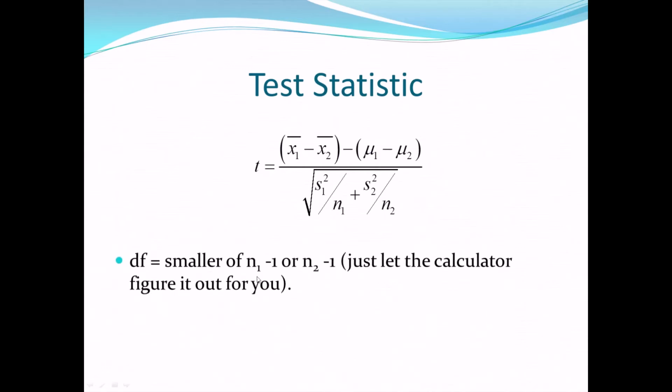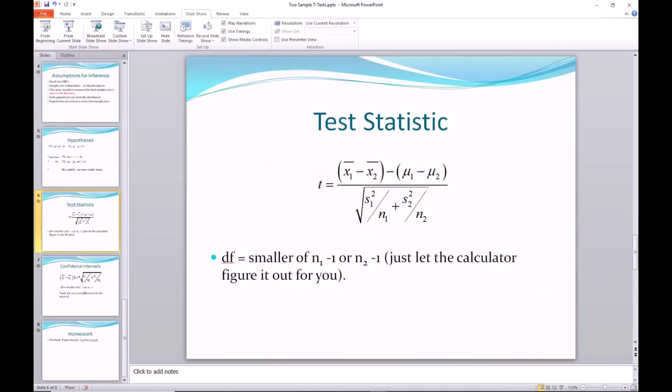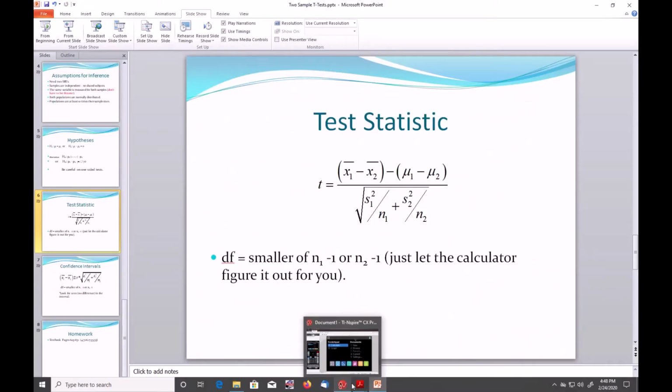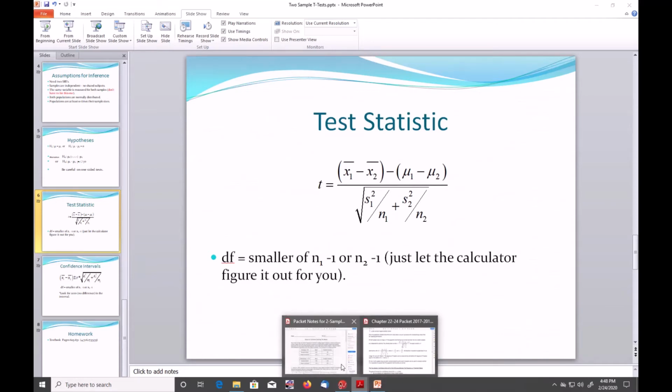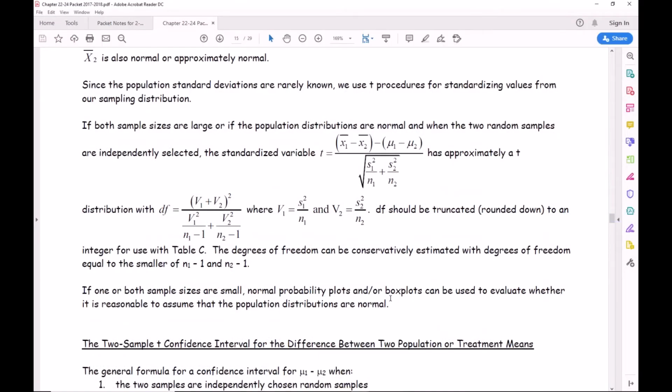All right, your degrees of freedom are n1 minus 1 or n2 minus 1, whichever is the smallest, but just let the calculator figure it out for you. And let me show you why. Let me get the packet here. I think this is page 13 in your packet, but if you look at this formula right here, see this nasty formula I just kind of made blue? That's how your calculator will determine degrees of freedom.